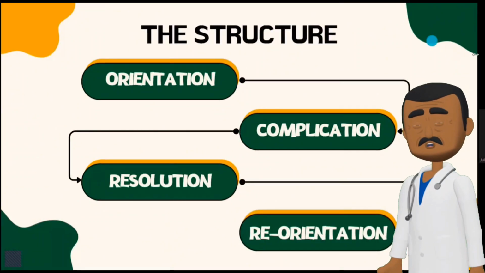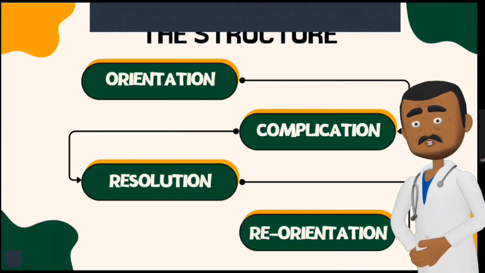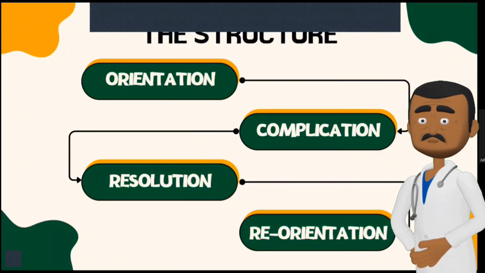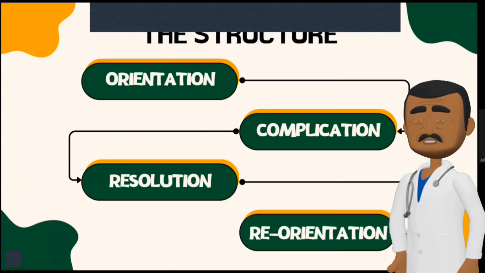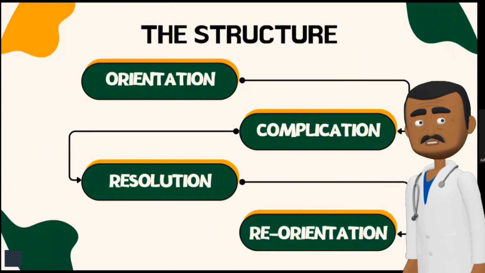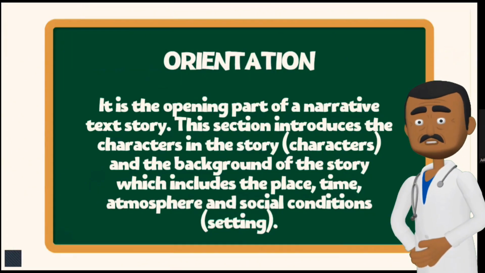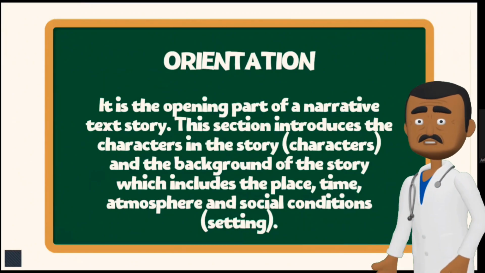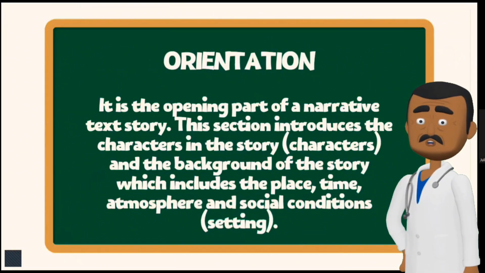And then we talk about the structure of a narrative text. There are four structures of narrative text. The first is orientation, complication, resolution, and reorientation. Let's talk a bit about orientation. It's the opening part of a narrative text. This section introduces the characters in the story and the background of the story, which includes the place, times, atmosphere, and social condition.